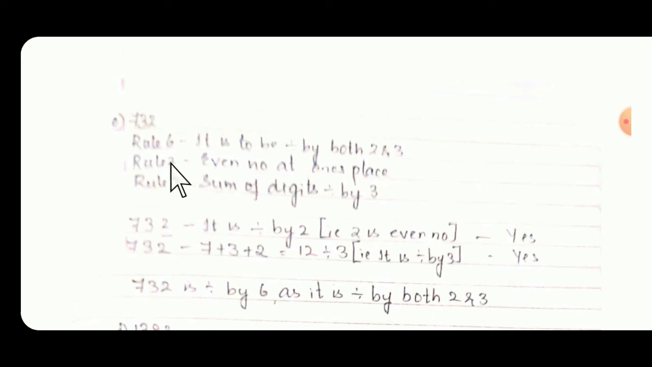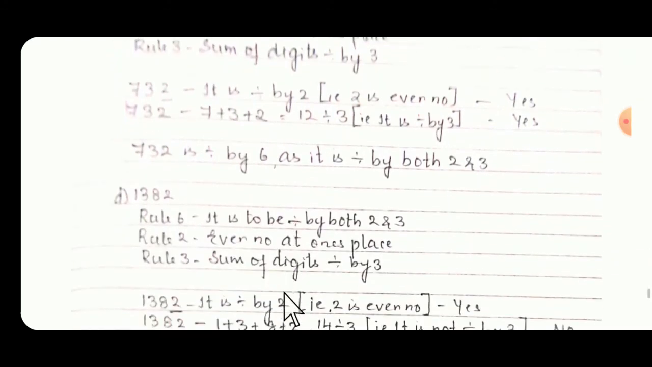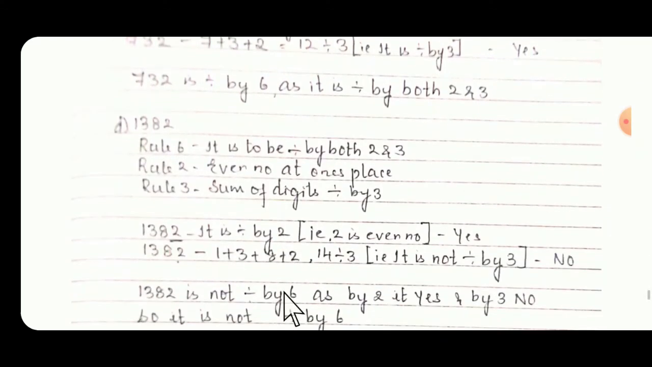732. So first write down the rules, then 2. You see 2 is an even number, it is yes. Then if you make the sum of the given number, it is 12, that is divisible by 3. Both are yes, that means it is divisible by 6 as it is divisible by both 2 and 3.